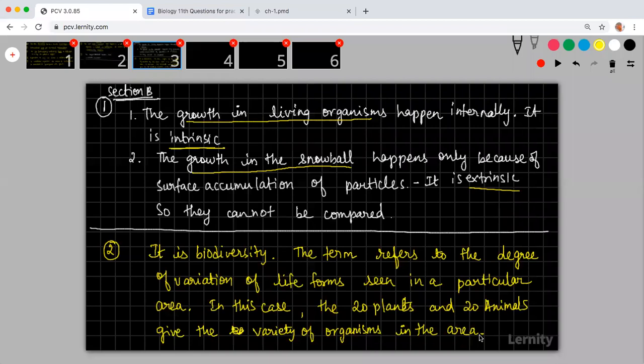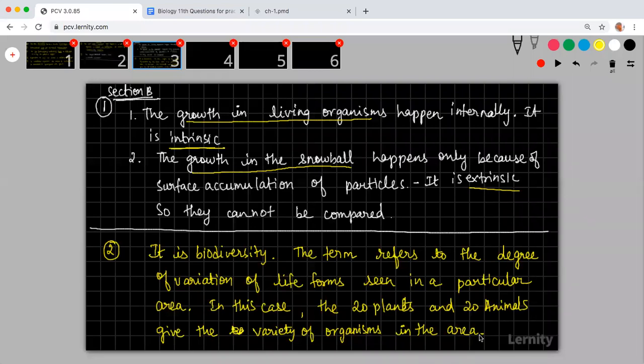What if there is 5 plants and 5 animals? The answer would still be the same because it is talking about the variety in a particular region. The question is between diversity and biodiversity. Diversity can be variation in anything. The variety in terms of anything is called diversity. When I'm specifically mentioning biodiversity, I'm talking about plants and animals.